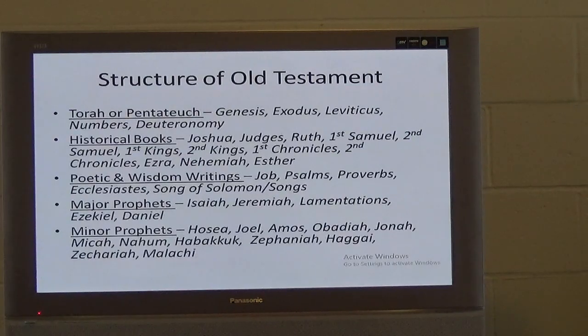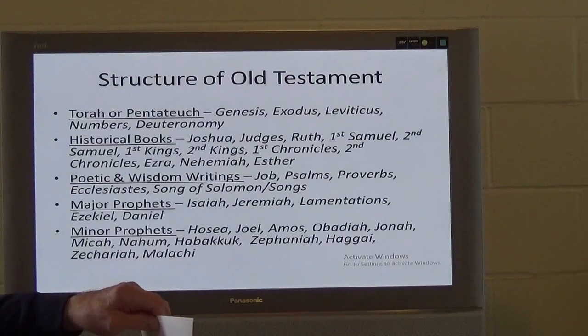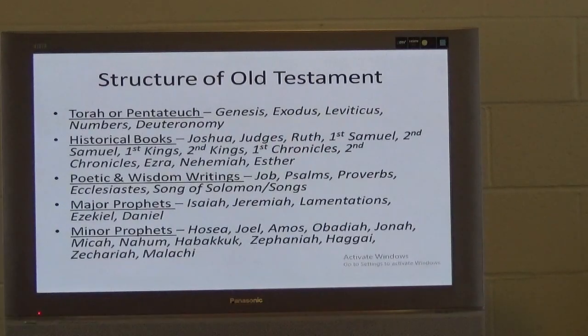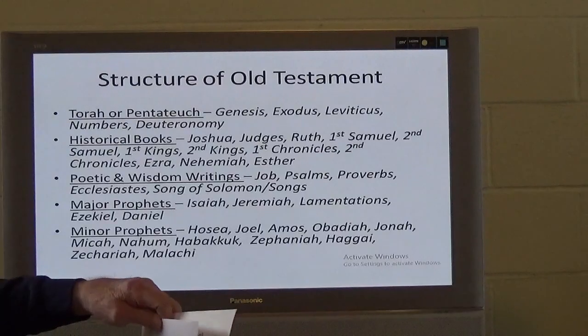Then you have the major prophets of Isaiah, Jeremiah, Lamentations, Ezekiel, and Daniel. Most of these were written during the exile. And then you have the minor prophets that have been scattered all over the place, and that's the group that's there. I gave you a timeline which shows you pretty much when all of these things were written.